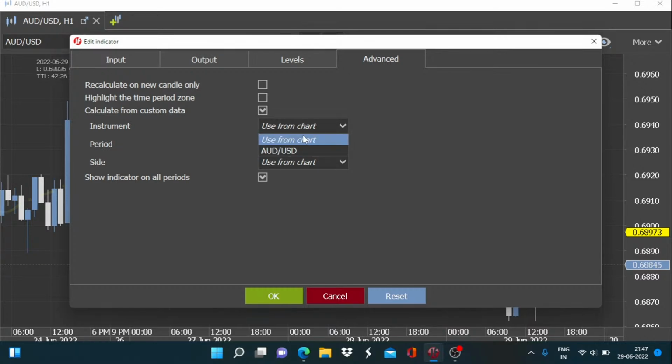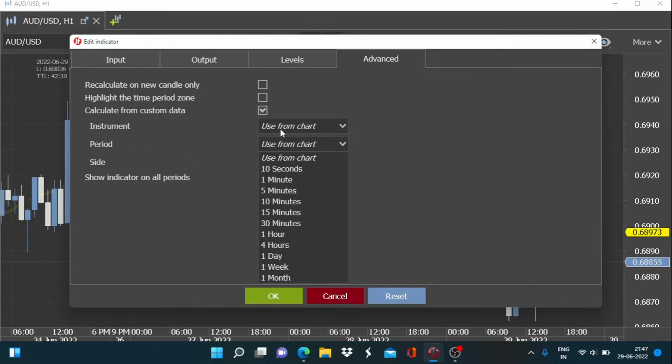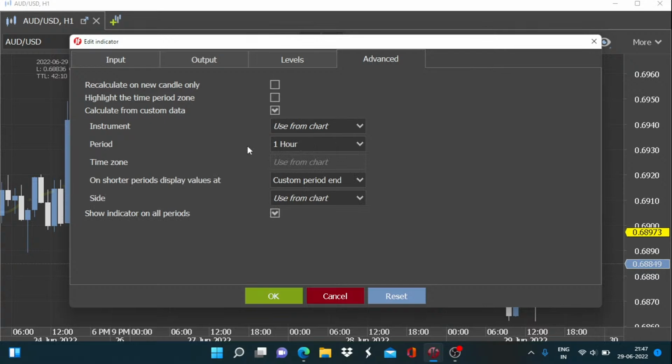Oh, now the option is of AUD USD. So I think whenever we change the instrument, this will change. So we can't really do that. But the use from chart option of the candle period can be changed. Suppose if you want to have the average calculated only on the hourly time frame, even if you are looking at the price charting with a different time frame, you can do that as well.